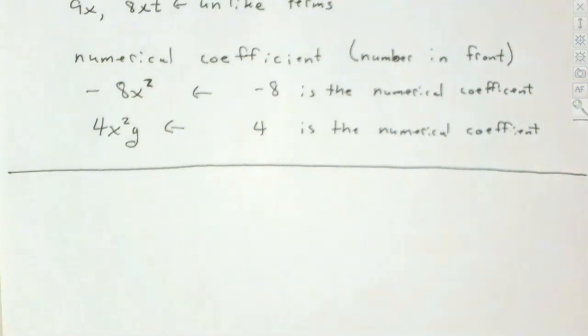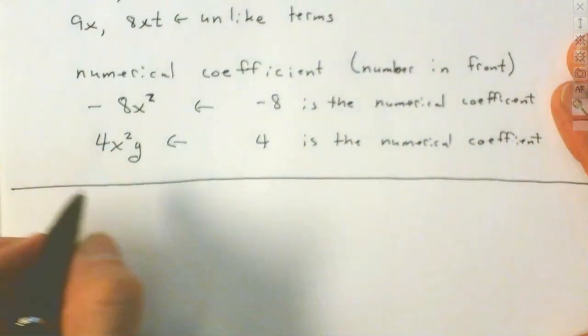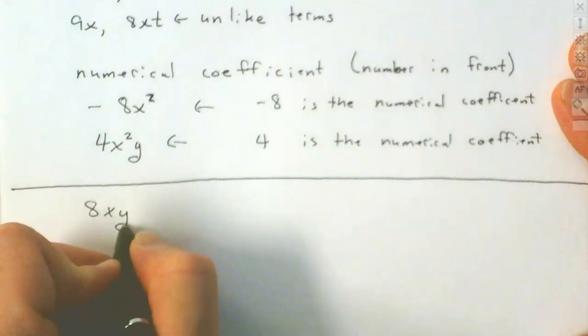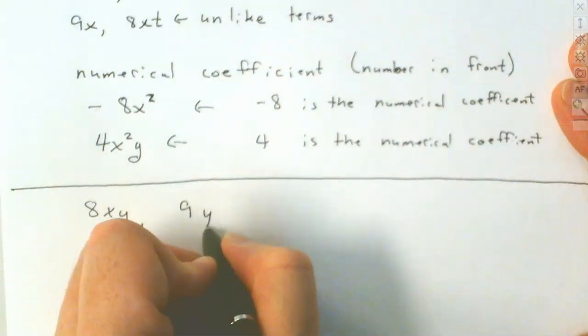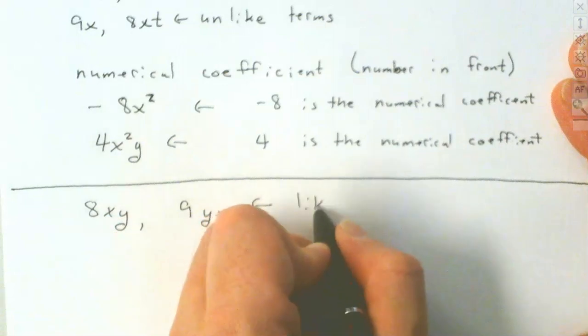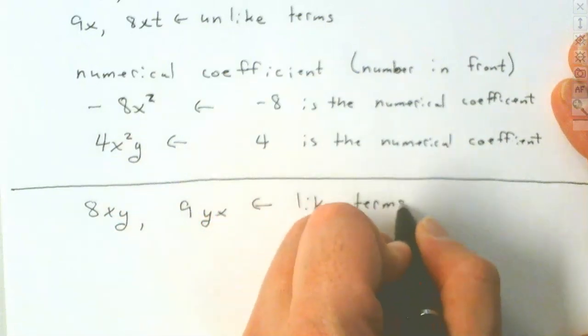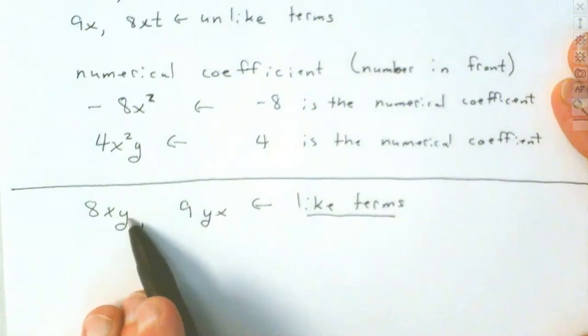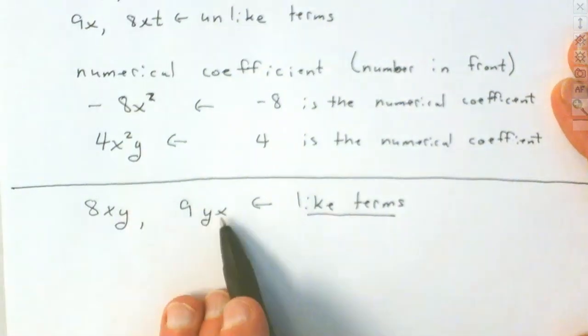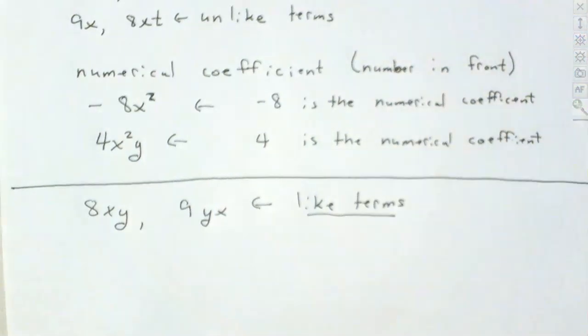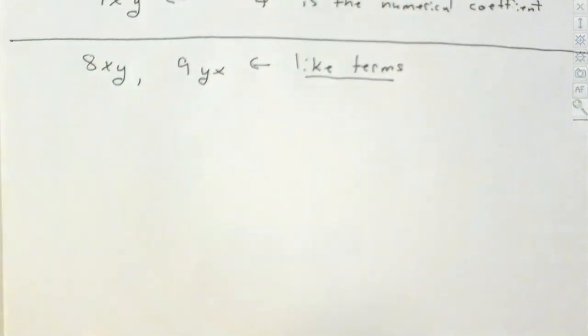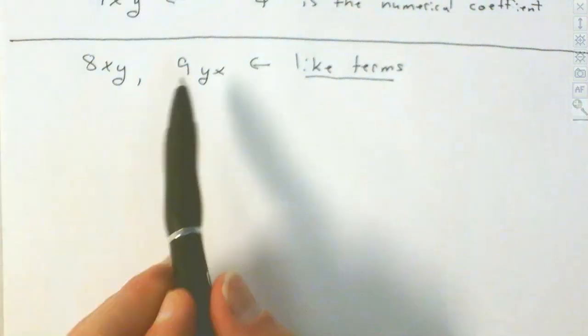So if it has the same variables and everything, if they're in different order, is it still like terms? Yep, these are the same. So if I gave you 8xy and 9yx, these are still like terms. It doesn't matter the order as long as they're both there. Because order is commutative, you can switch the order, it doesn't matter. Normally what I do is I just pick one of them and write the other one the same. That way they look the same, but they can be combined together.